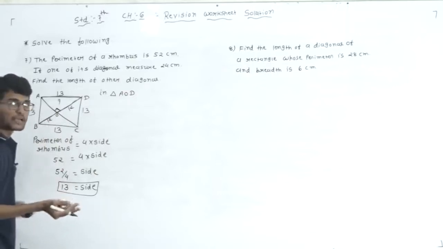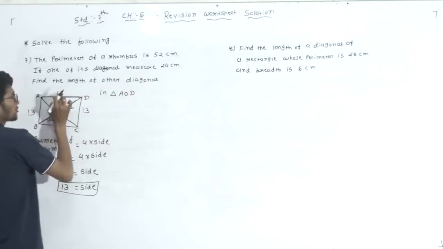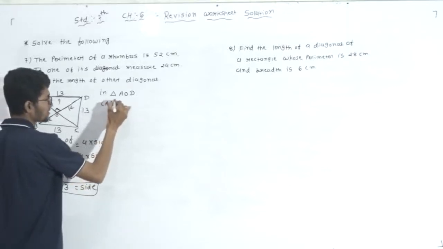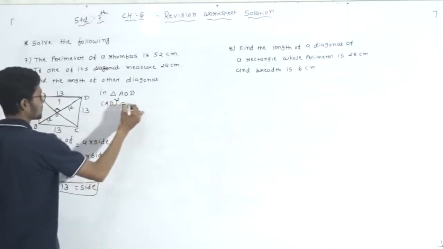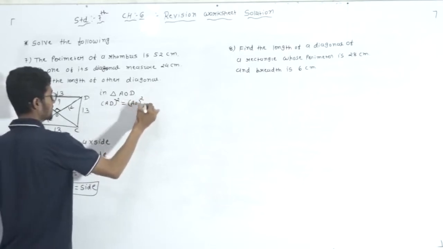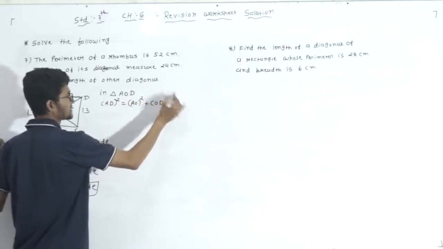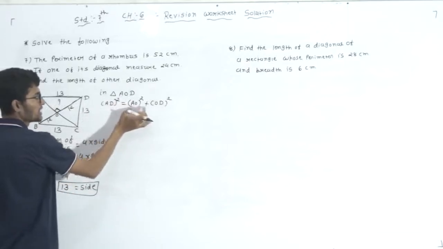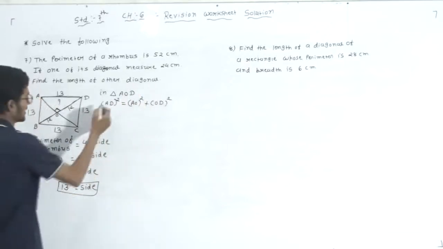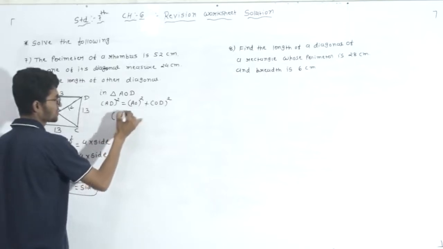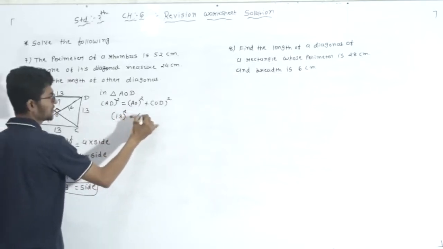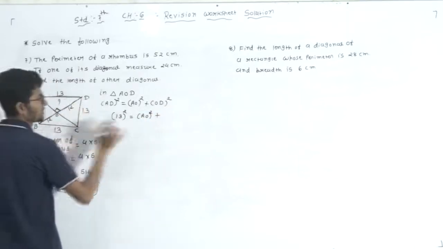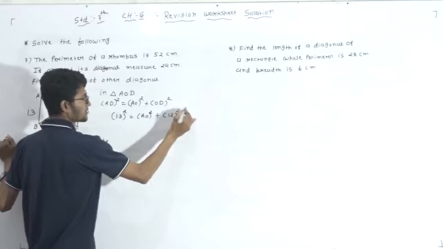In this triangle, O is a right angle. So using the Pythagorean theorem, the side opposite the right angle is called the hypotenuse. It means AD square is equal to AO square plus OD square. Hypotenuse square is equal to base square plus perpendicular square. AD is 13, so 13 square is equal to AO square, AO is not given so it stays as it is, plus OD, which is 12 centimeter.